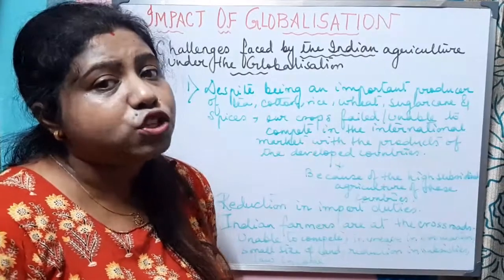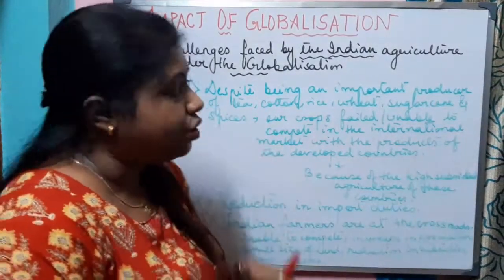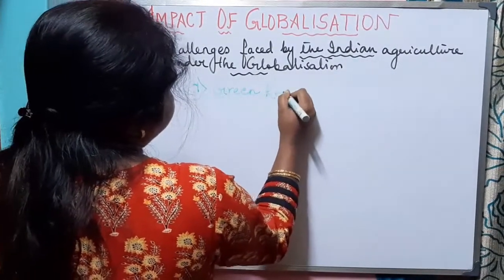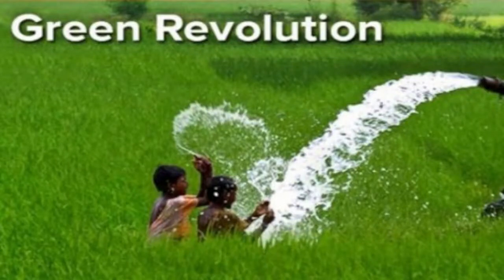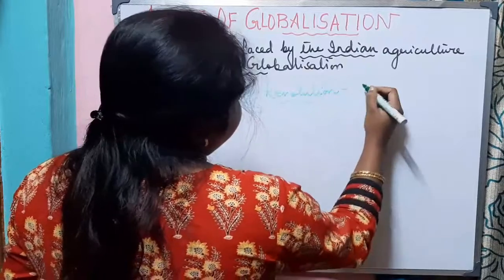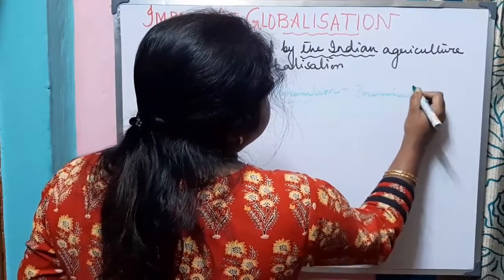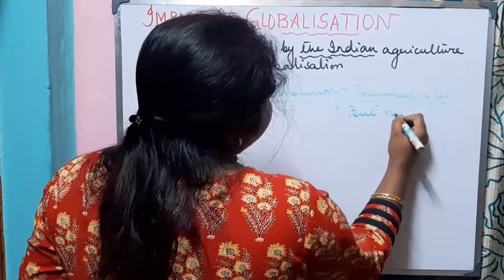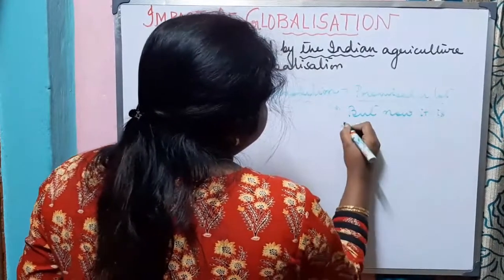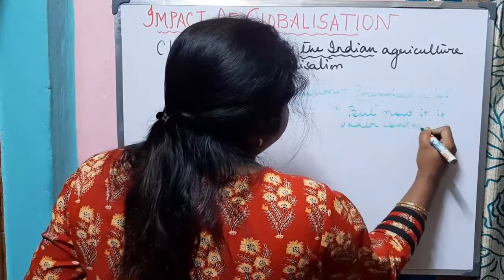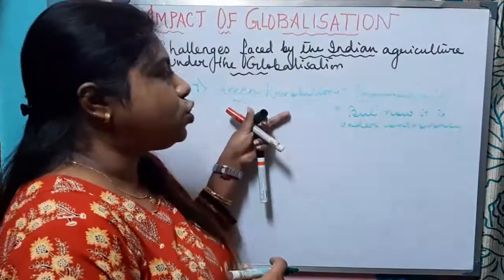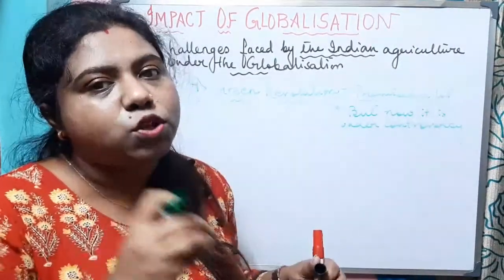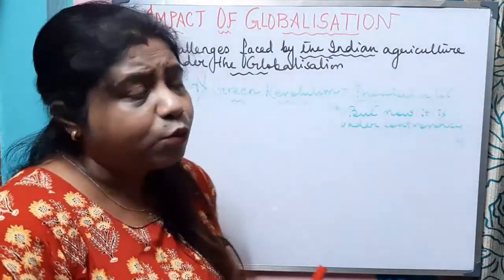Now let us see what other challenges are faced by Indian agriculture under globalization. Point 4 is the challenge of the Green Revolution. When the Green Revolution was introduced, it promised a lot. But now it is under controversy. It promised a lot at that time, but it was successful only in very few parts of our country, only in a few states.